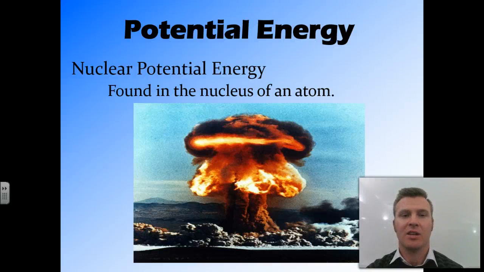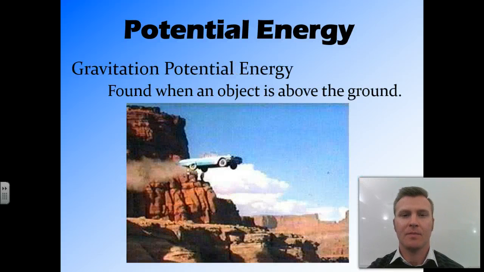We have nuclear potential energy, which is found in the nucleus of an atom, and when released, releases a lot of energy that gets turned into other forms, such as heat. Gravitational potential energy is another form of potential energy. When an object is at a height above the ground, it has gravitational potential energy, so that when that object is let go of, it gets pulled back to the ground, and that energy is turned into kinetic energy, moving energy.